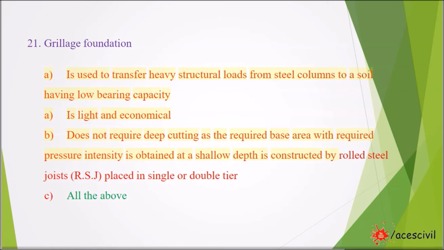22. Grillage foundation is used to transfer heavy structural loads from steel columns to a soil having low bearing capacity. a. Light and economical. b. Does not require deep cutting as the required base area with required pressure intensity is obtained at a shallow depth. c. Is constructed by rolled steel joists, R.S.J., placed in single or double tiers. d. All the above.